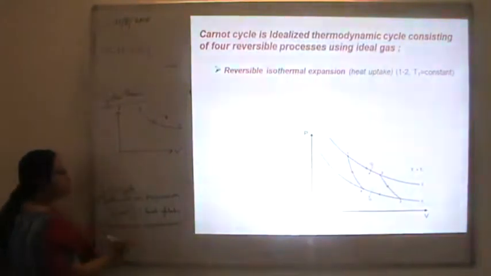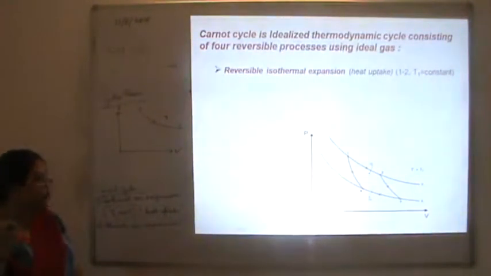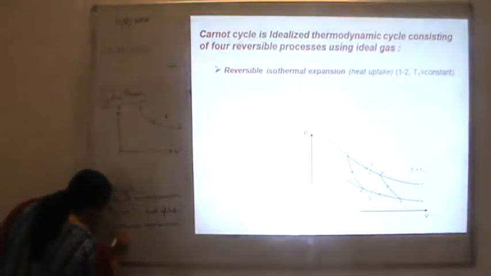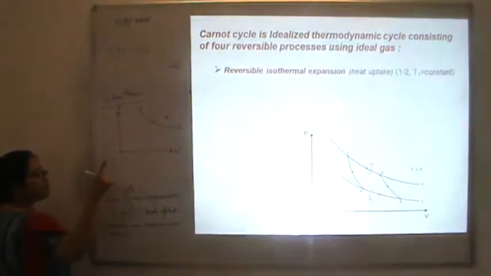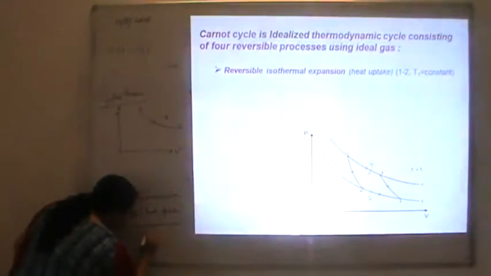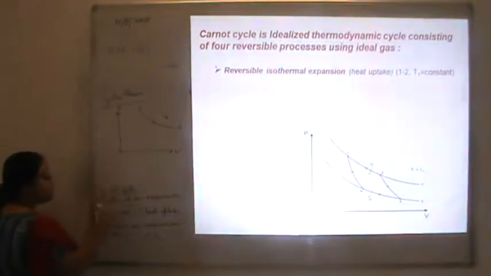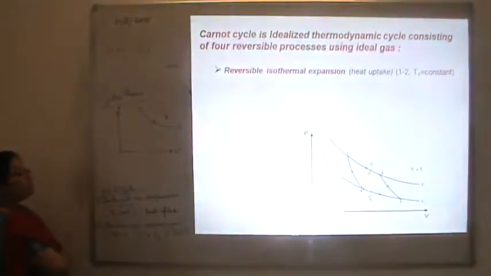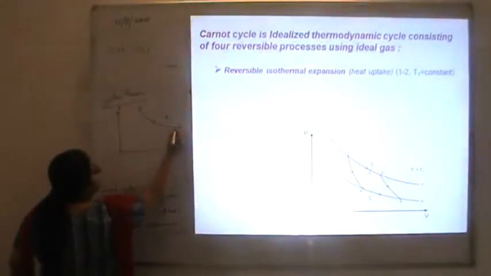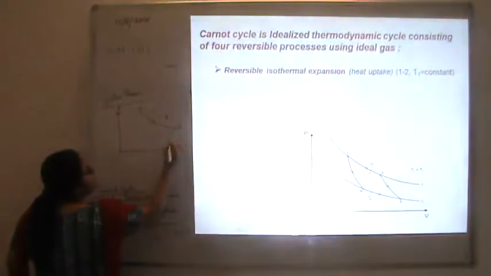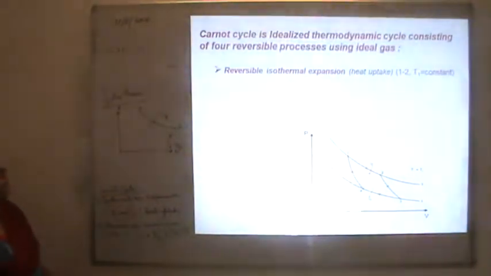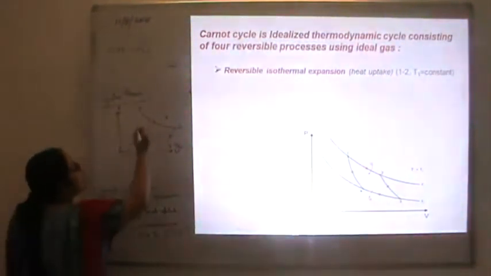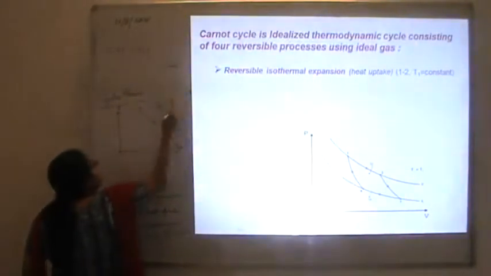In an adiabatic process, no heat is absorbed or released. So delta Q is zero. But temperature changes from T1 to T2, and T2 is always less than T1, because no heat is absorbed. So 2 to 3, and the temperature at point 3 is T2, and T2 is always less than T1.